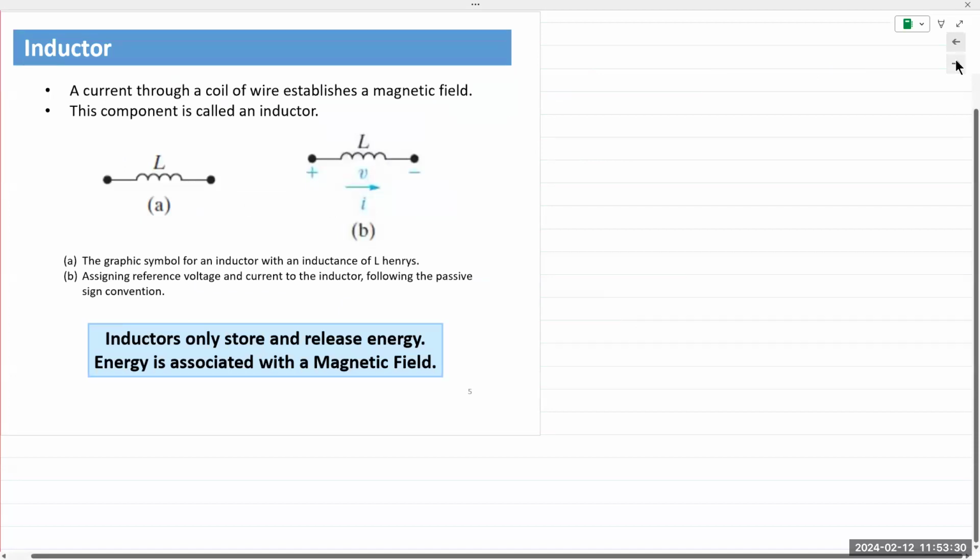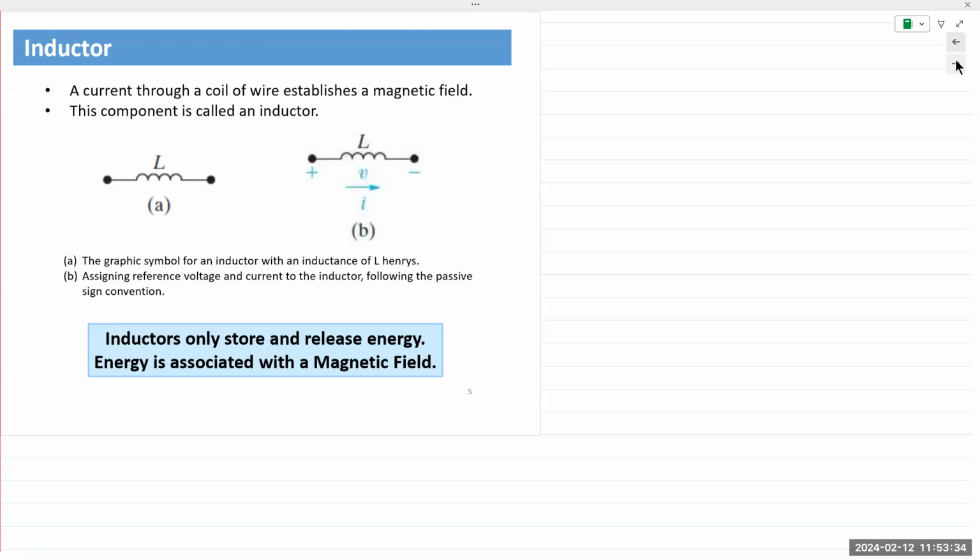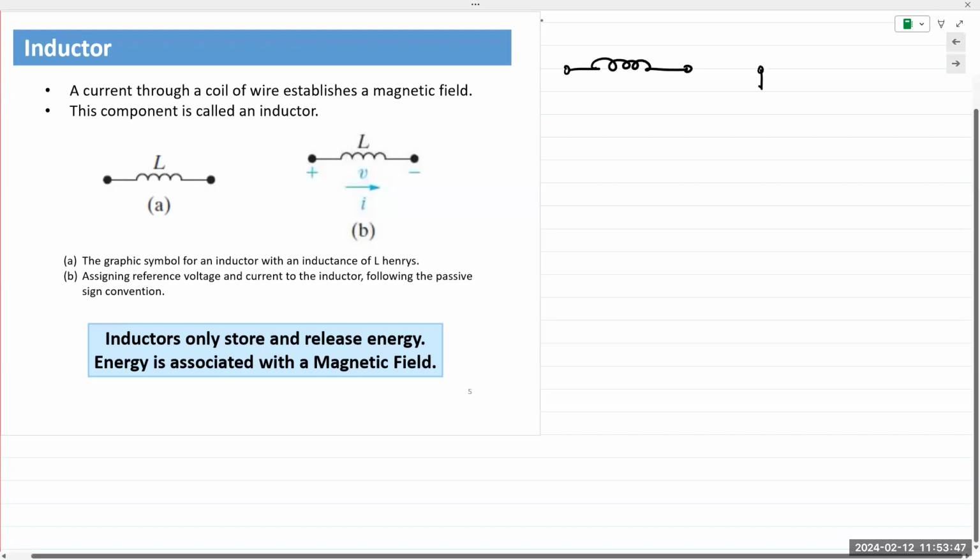So the current flows through a coil of wire. Call it an inductor. It establishes a magnetic field. It stores the energy in that magnetic field. Symbol is given by simply a spiral coil, similar to a resistor. You would draw it either horizontally or vertically, depending on the circuit.